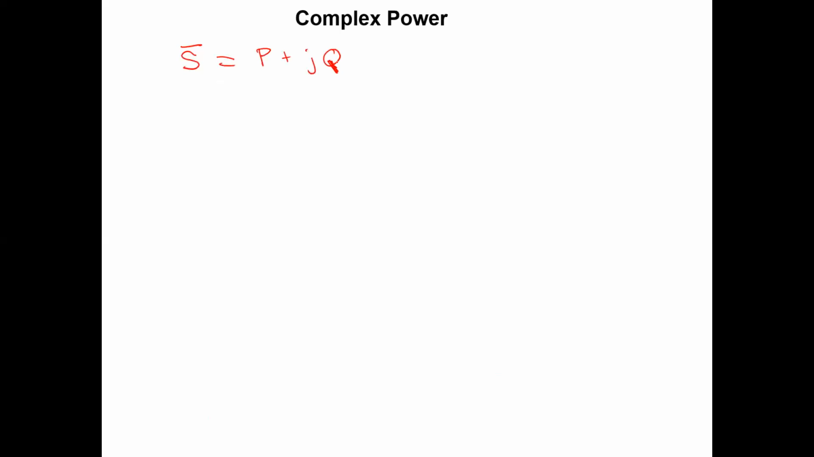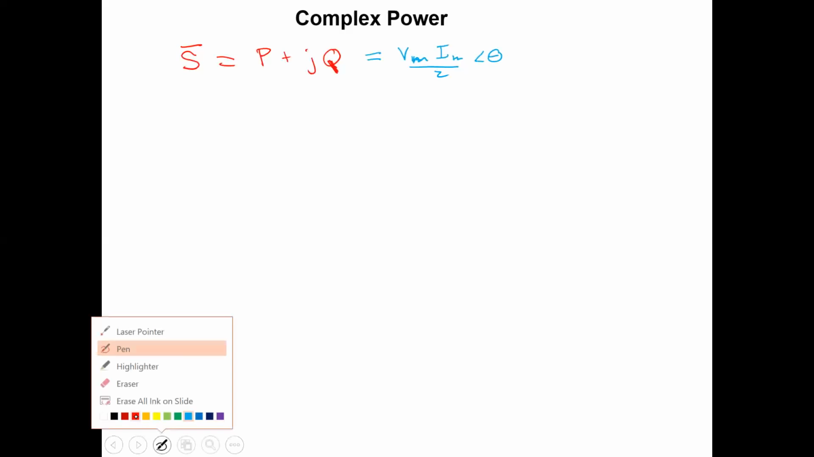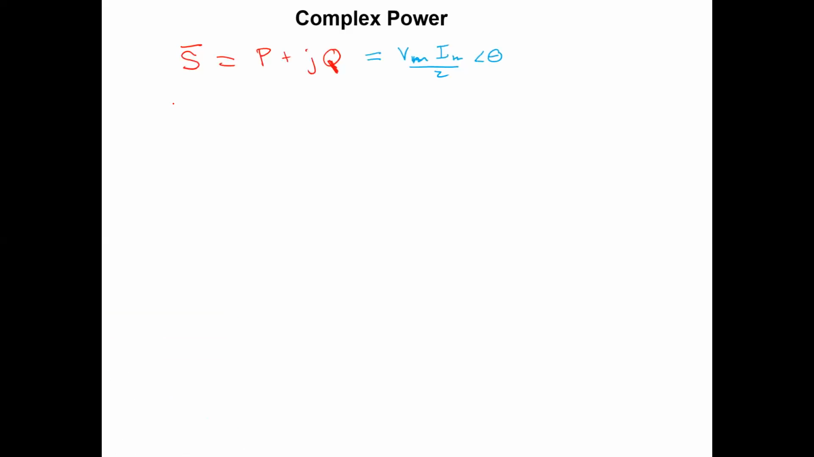And what that equals, if you have a voltage and a current, is the magnitude of the voltage, magnitude of the current, over 2, angle of the phase difference between them. And the magnitude of S bar is going to be S, which is the hypotenuse of that power triangle, right? That's the apparent power, and that's Vm Im over 2, as we saw.